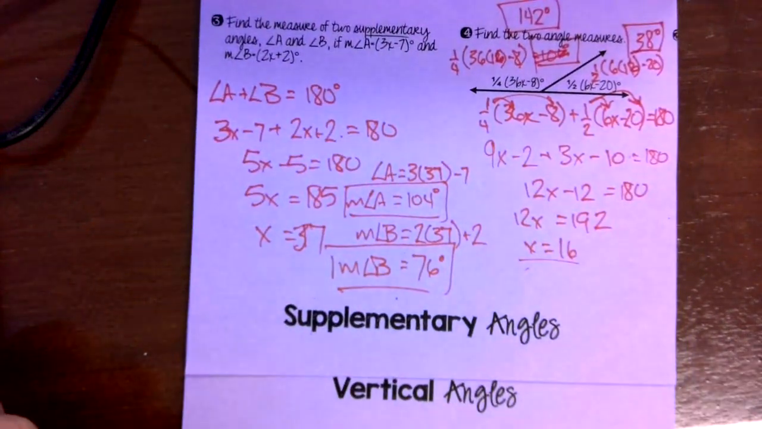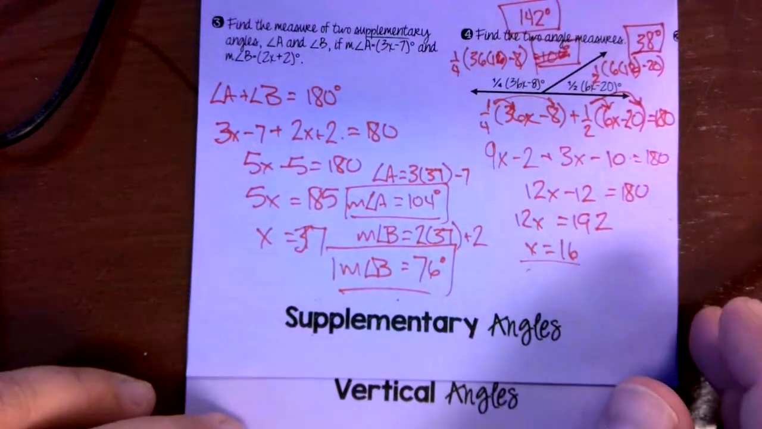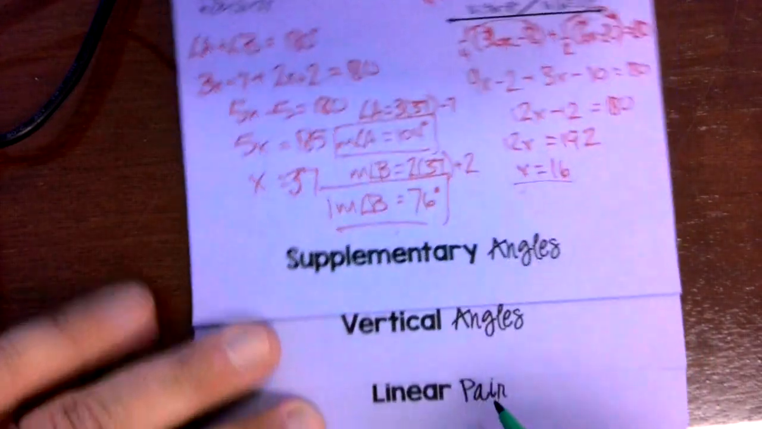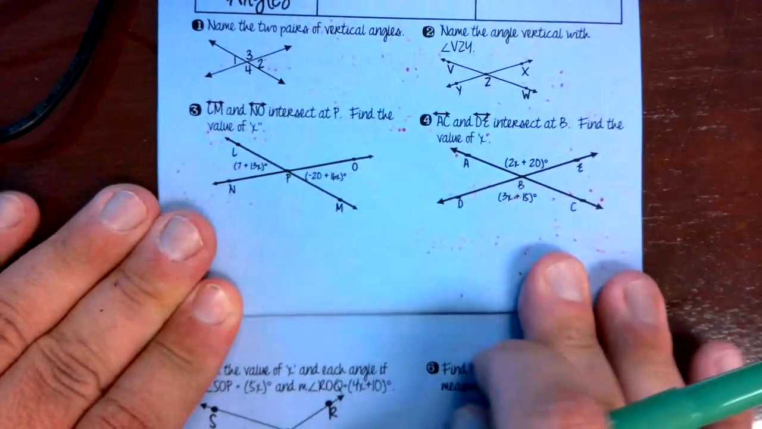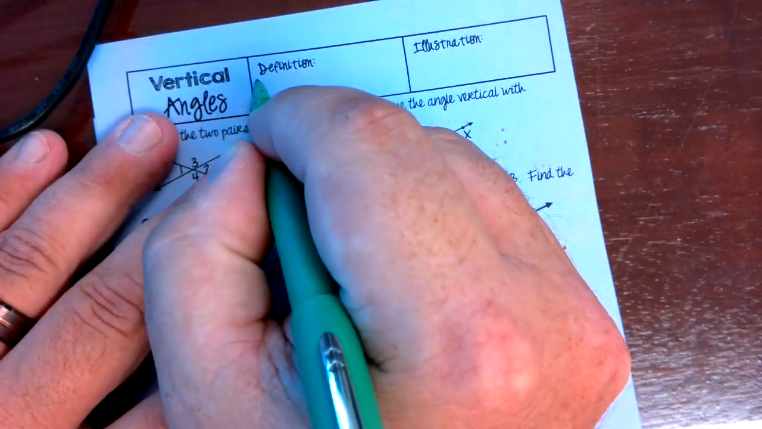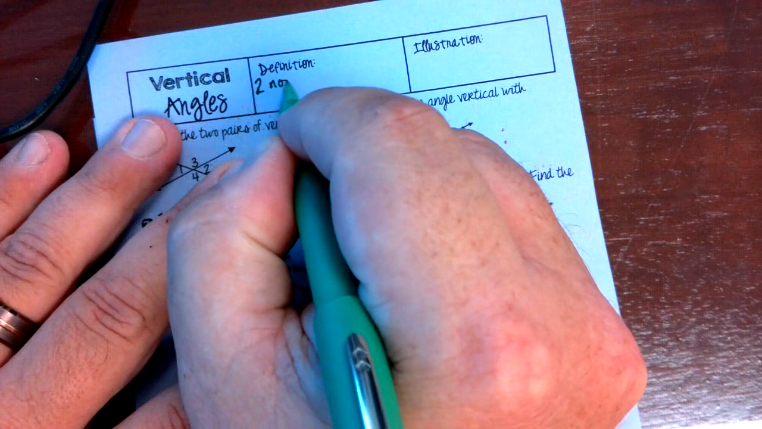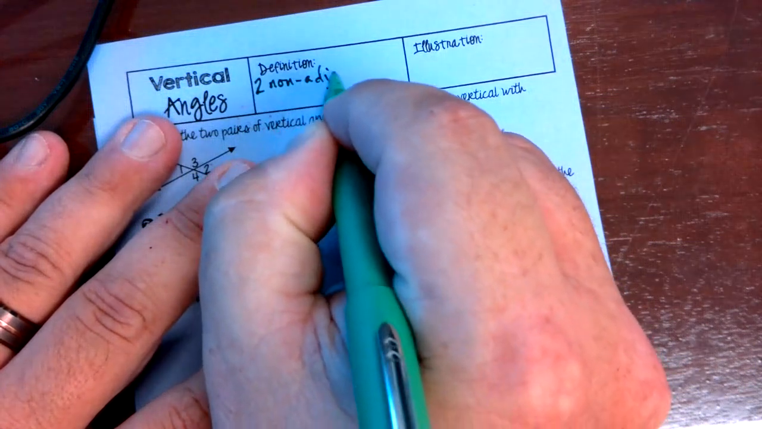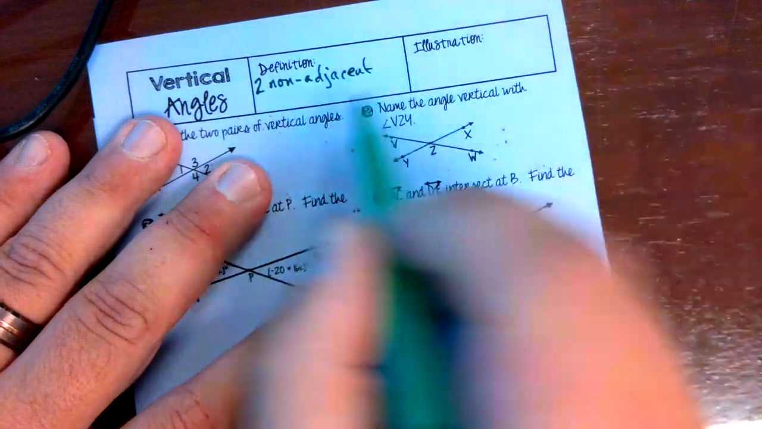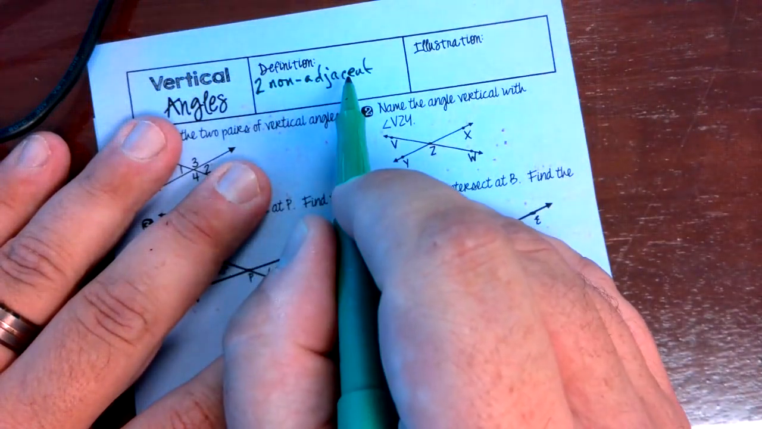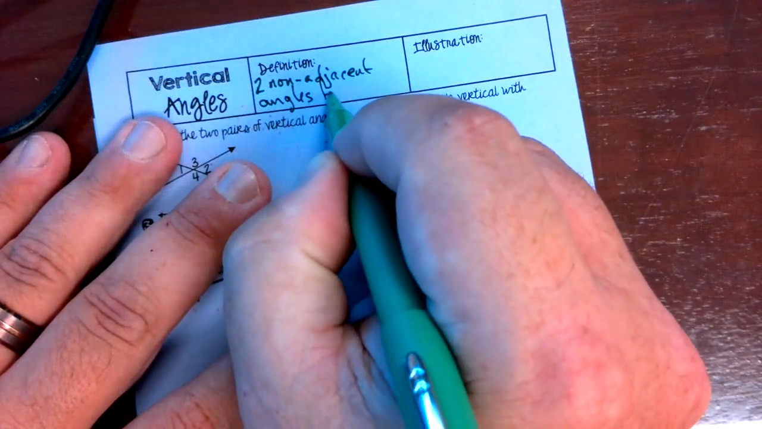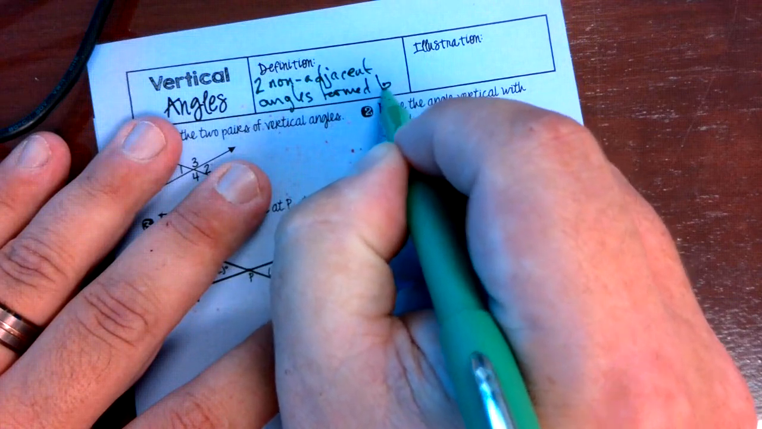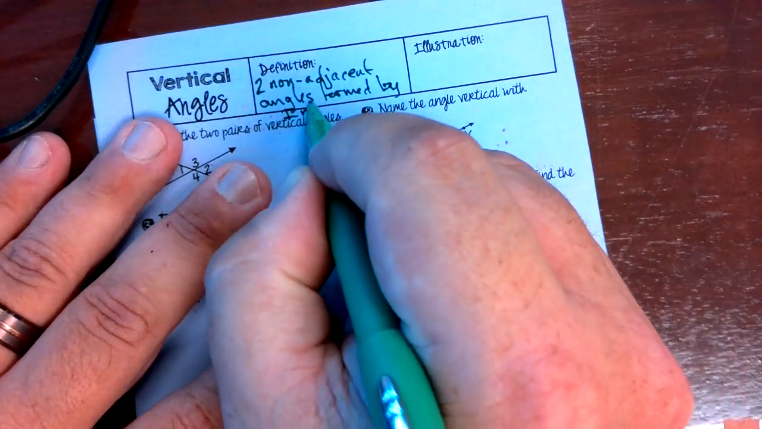Today, we're going to talk about a couple others here. We're going to talk about vertical angles first, and then we're going to talk about linear pairs. So vertical angles. What we say here is they are two non-adjacent angles. Now, non-adjacent is not next to each other, so two non-adjacent angles formed by intersecting lines.